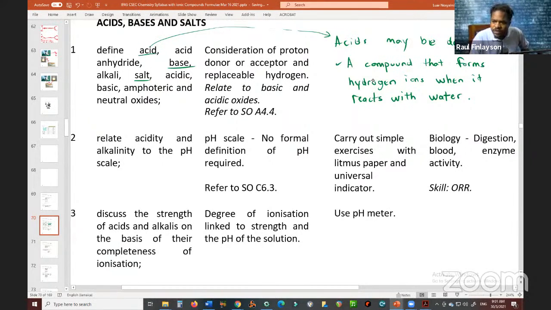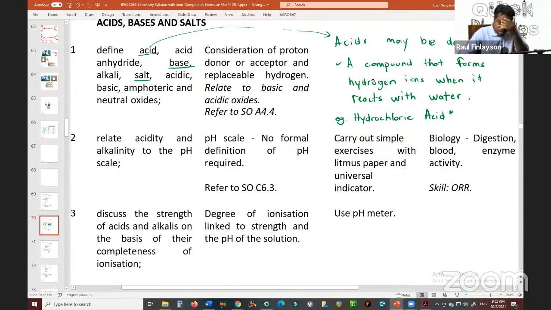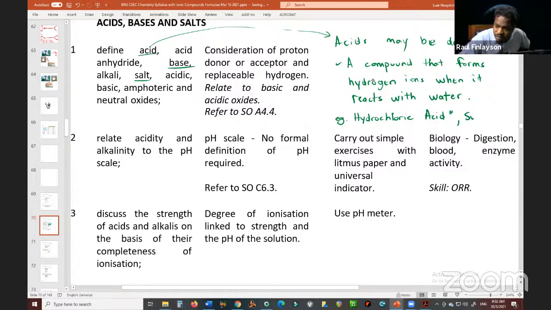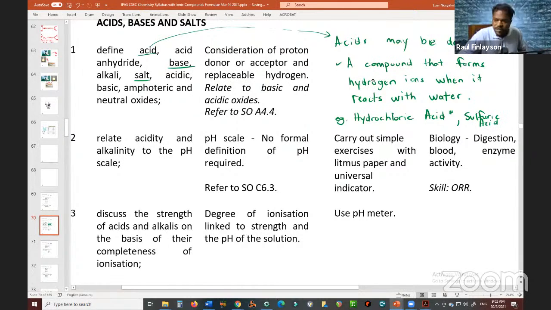So we're going to work with this one. Example here, guys. Examples of acids: hydrochloric acid is the most common one. And then we have sulfuric acid. And we also have nitric acid. But then we're going to use this. Everybody see the definition here? Yes, sir.